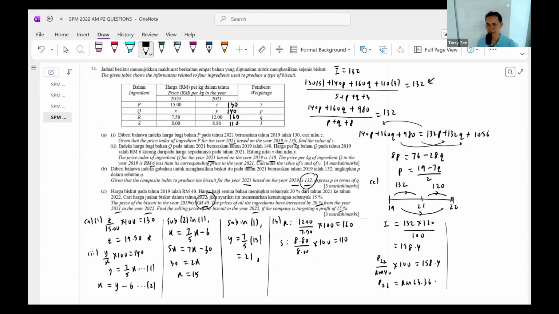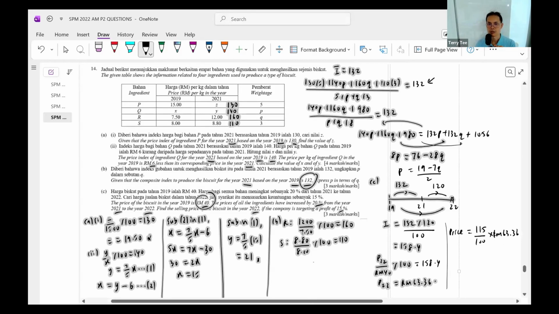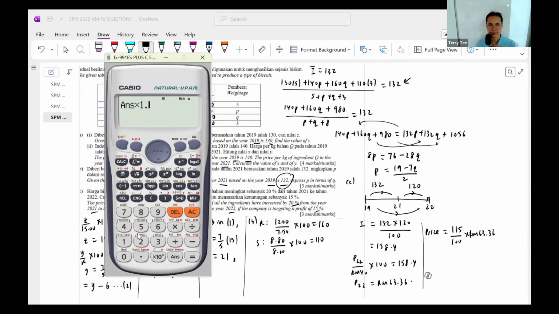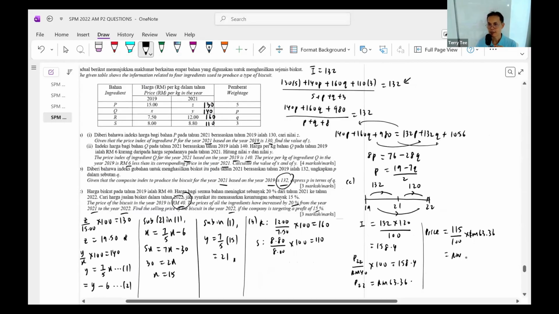So if you want to make a profit of 15%, you must sell the price at 15% higher. So what is the selling price? You take 115. Why 115? 100% is your cost. You top up 15% profit. You times with the cost price, 63.36. Okay, let me move this over. 63.36. Okay, use your calculator. Times with 1.15. Okay, answer is 72.86. RM 72.86. Okay, now.